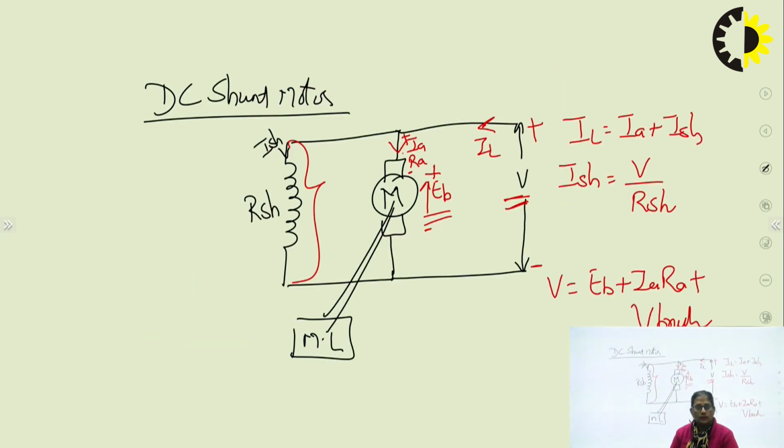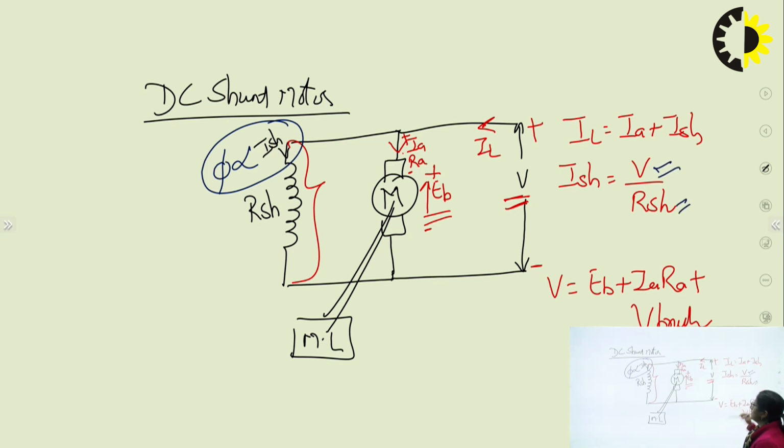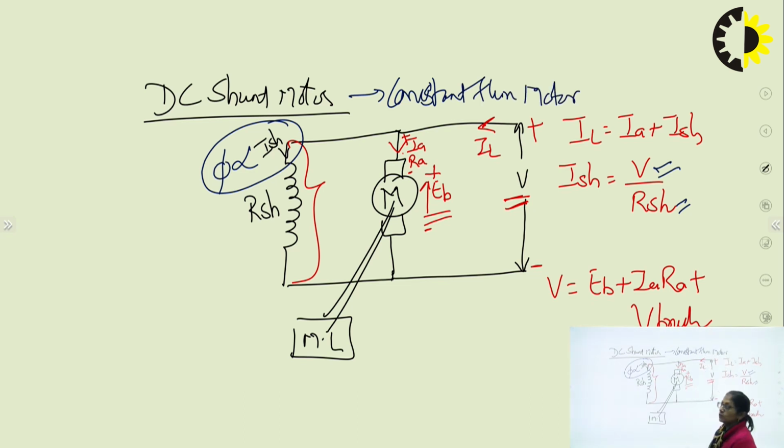Constant flux, why? Because in case of DC shunt, this is the field winding where the flux would be produced. This flux must be proportional to Ish. But how do we get Ish? Ish is given by V upon Rsh, where V is constant and Rsh is also constant. So it is a constant flux motor. In case of a DC shunt motor, it is also called a constant flux motor. So the flux is constant.